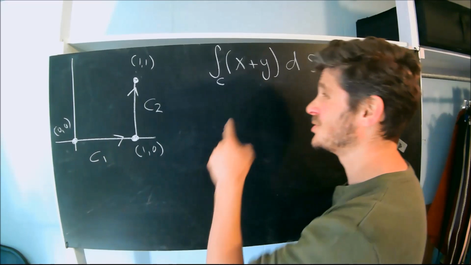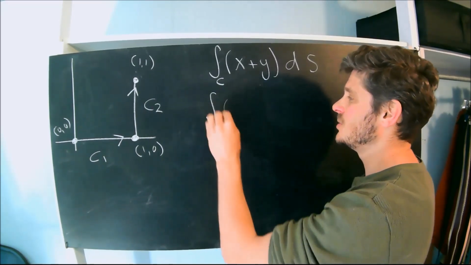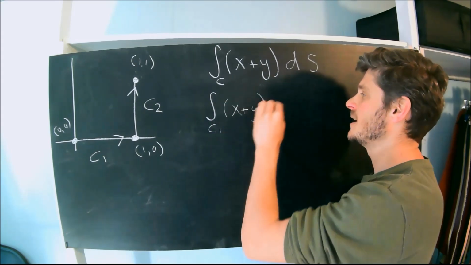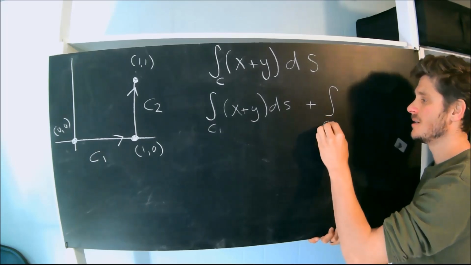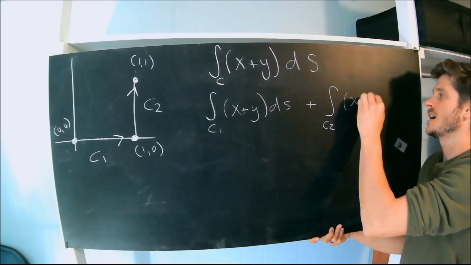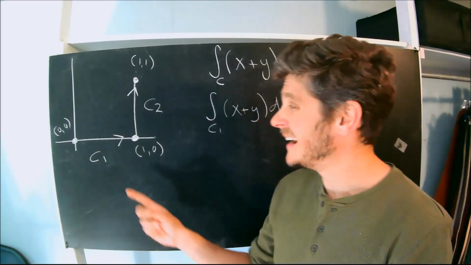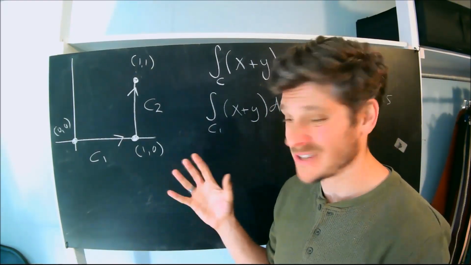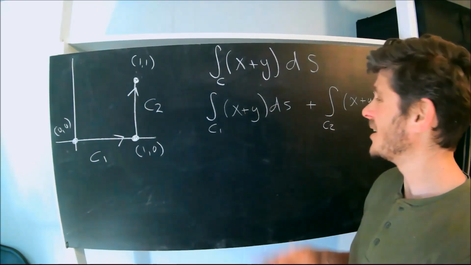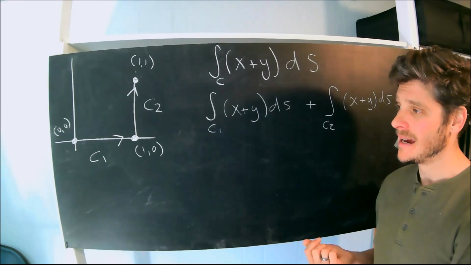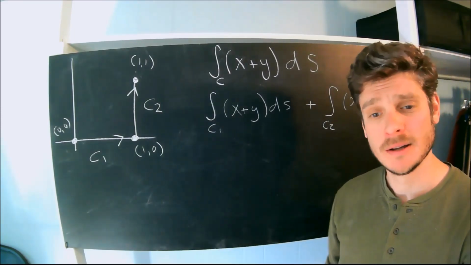And I'm going to need to do each part separately, which means this integral is actually going to be rewritten integrating over C1 of x plus y ds, plus I'm going to have to integrate over C2 of my function x plus y ds. And again, that's going to happen quite a bit. We have to sometimes take these curves and break them up into smaller chunks and do each part separately, but we are absolutely going to be able to sum them at the end. So let's start off with C1.